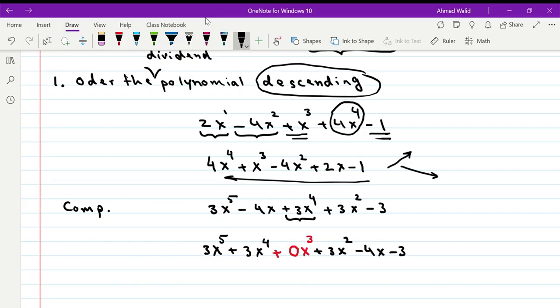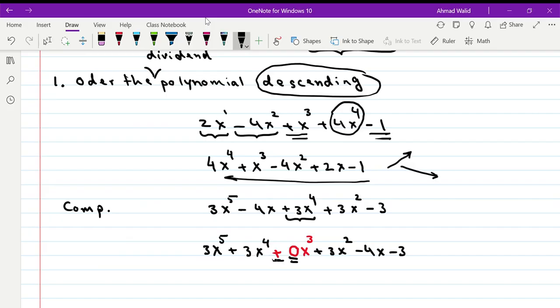Whenever you want to complete a polynomial, add the missing term or the missing power, but your coefficient should always be 0. And always, I'm telling you, add. It means put a plus sign. Correct? This is how you complete the polynomial function.